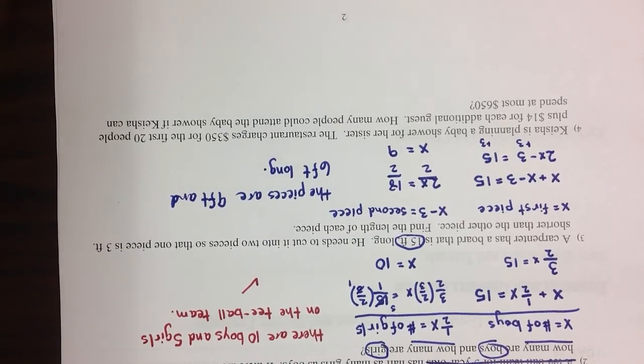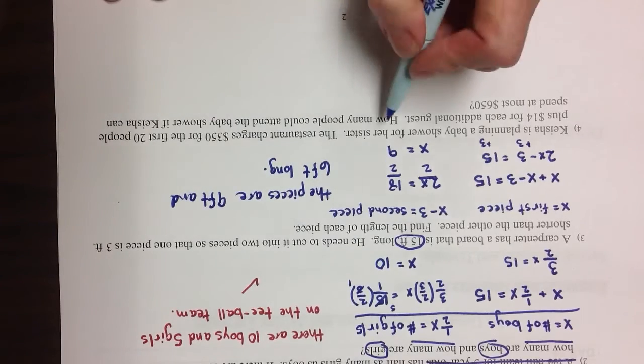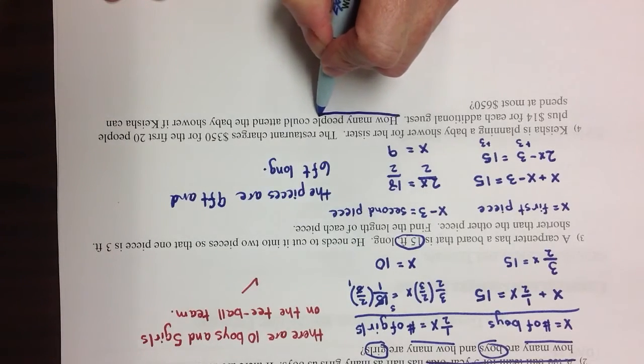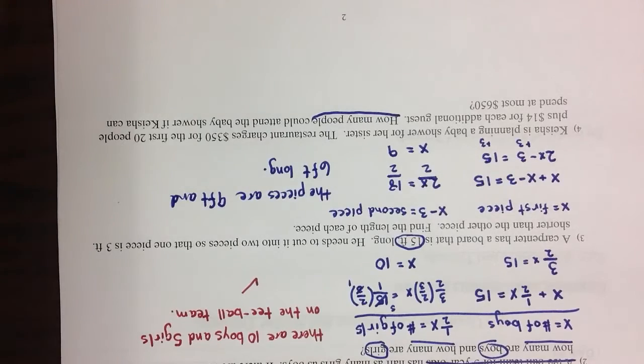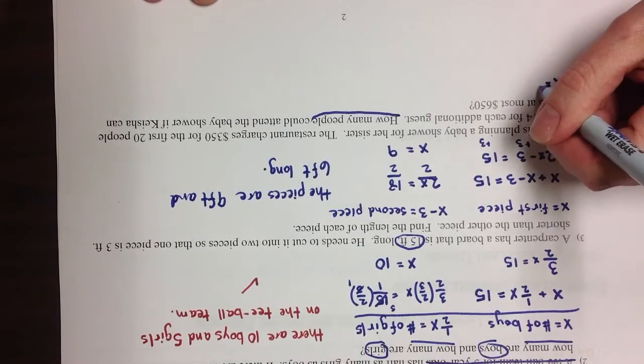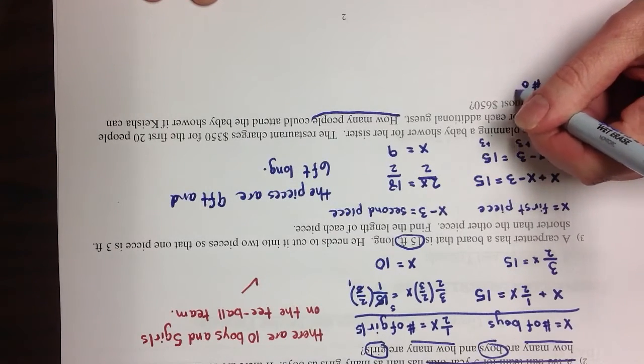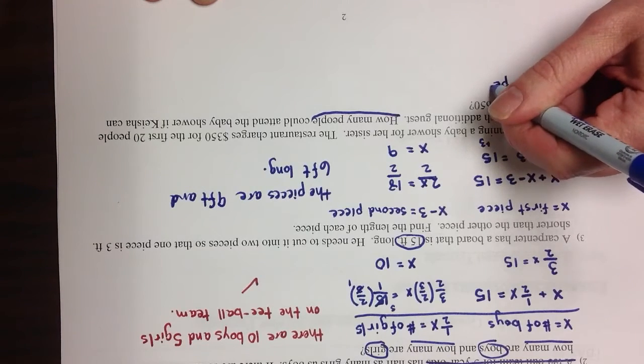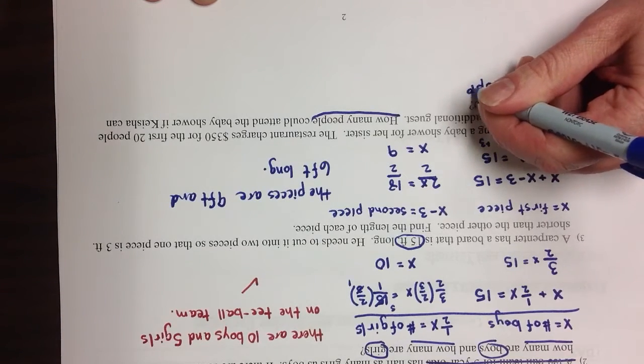So looking through our steps, we've read the problem carefully. Now we need to find our question. Our question is, how many people can Keisha have attend the party? So we're going to define our variable: x equals the number of people who are going to attend this party.